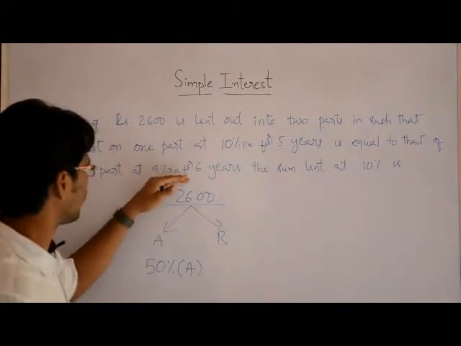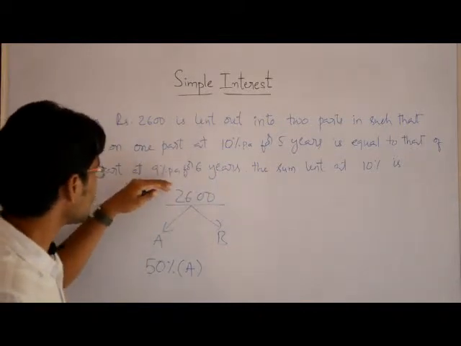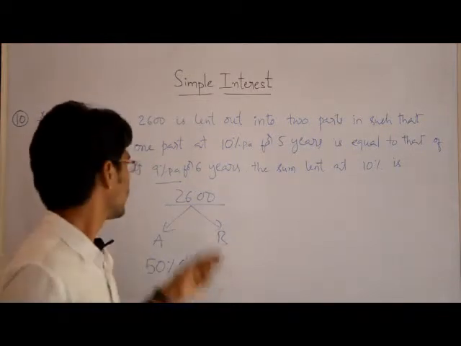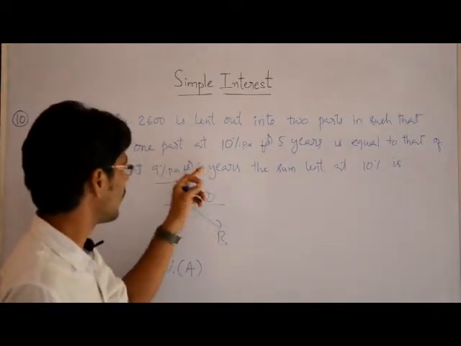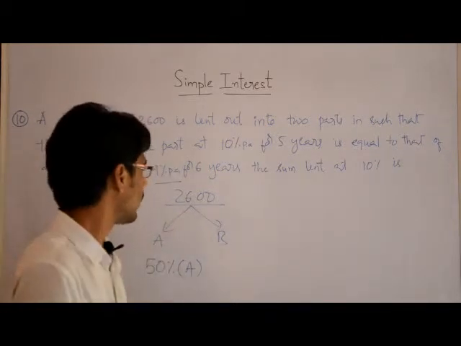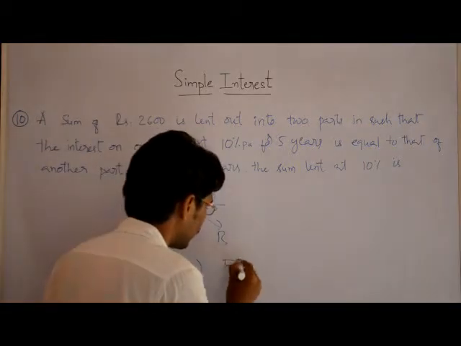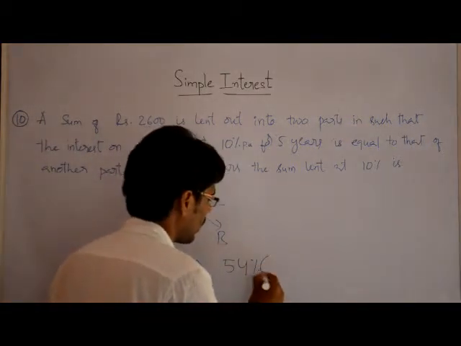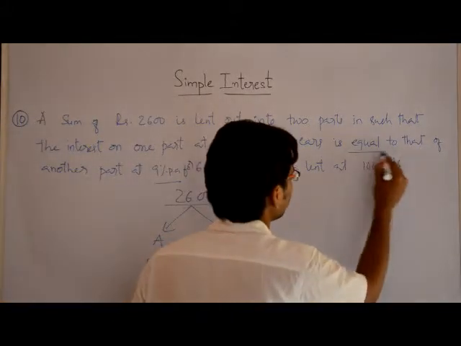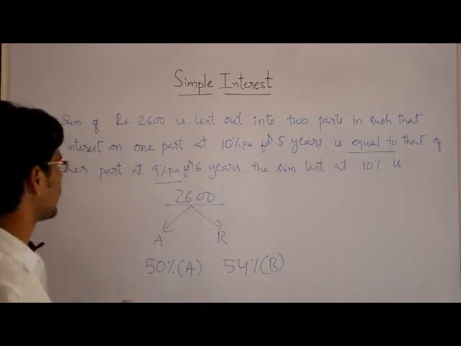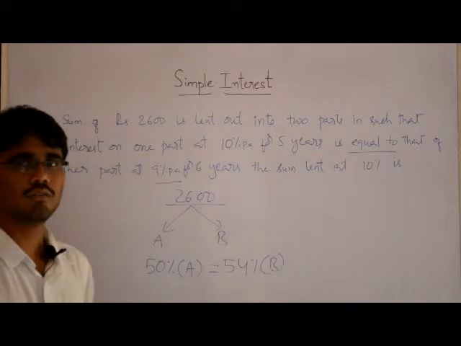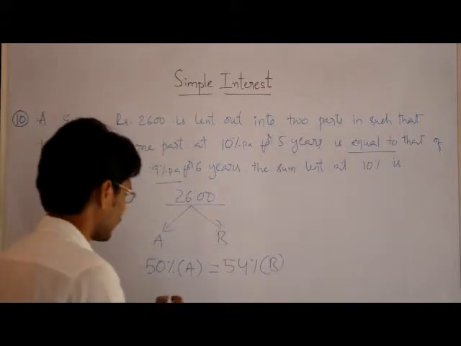and it is equal to that of another part at 9% per annum for 6 years. 9% per annum means 9% interest for 1 year. Here 9% per annum for 6 years we can take as 9 sixes are 54% for 1 year. Here the total interest is 54% of B. Both the interests are equal. So 50% of A equals 54% of B.